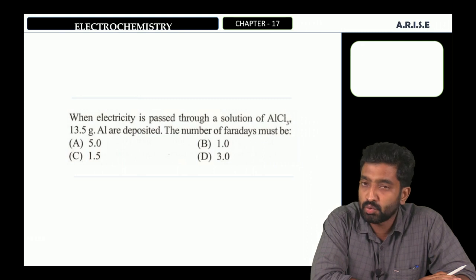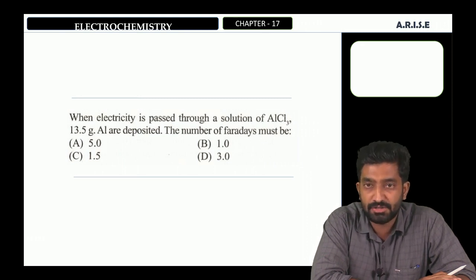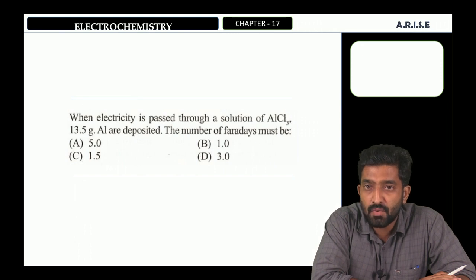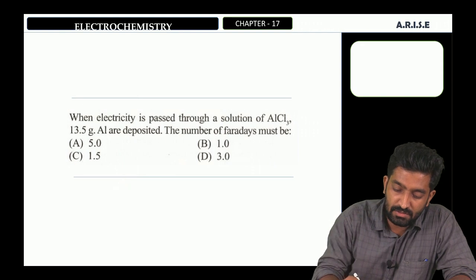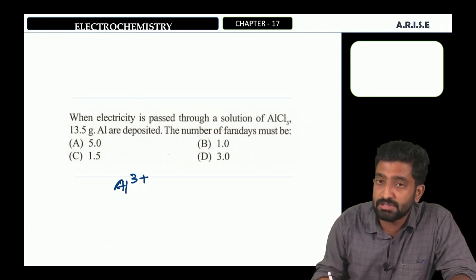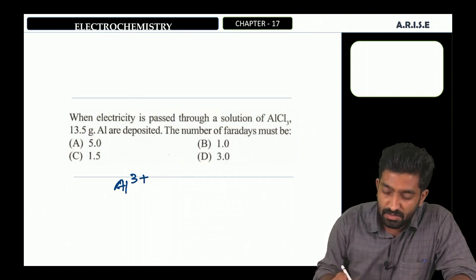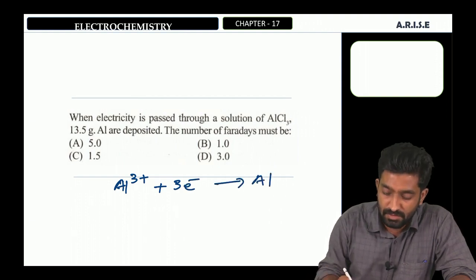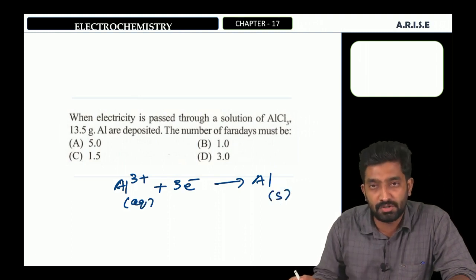When electricity is passed through a solution of AlCl3, 13.5 gram aluminium are deposited. Clear? The number of Faradays must be. Okay? We need to find out the number of Faradays required for this reaction. First of all, we can write the reduction reaction of aluminium. That is Al3 plus ion from AlCl3, okay? AlCl3 will produce 3Cl minus ion and 1Al3 plus ion. This Al3 plus ion accepts 3 electron and will become an aluminium metal. It is in aqueous state, or it is in solid state, okay?